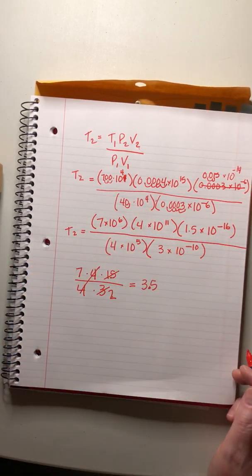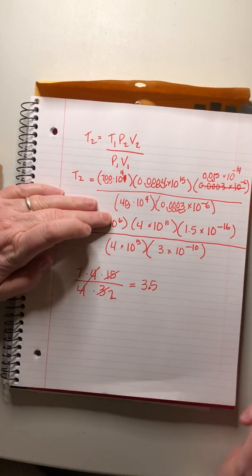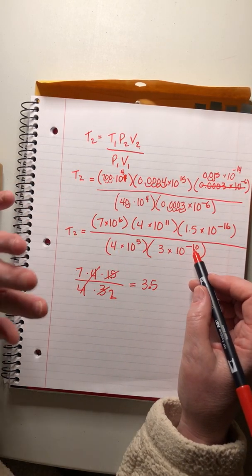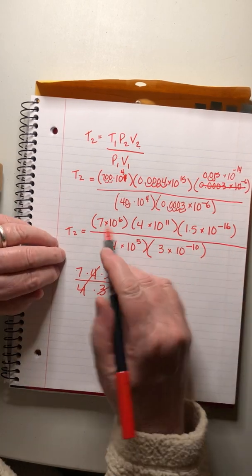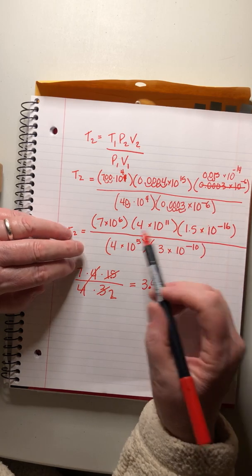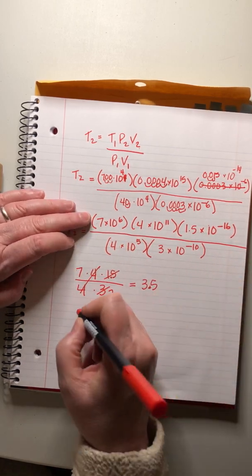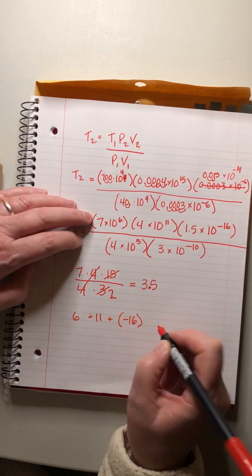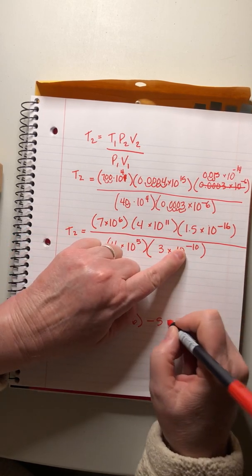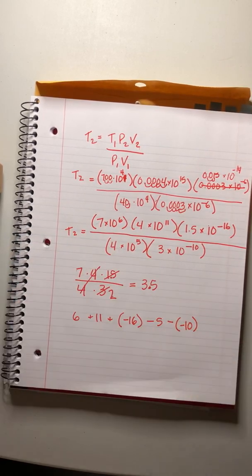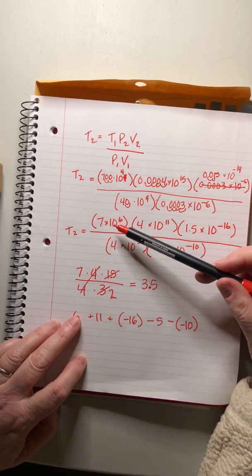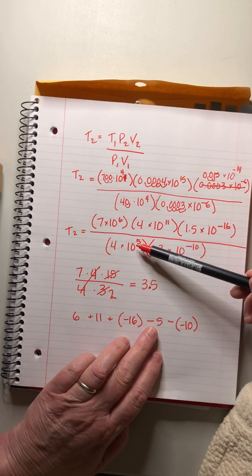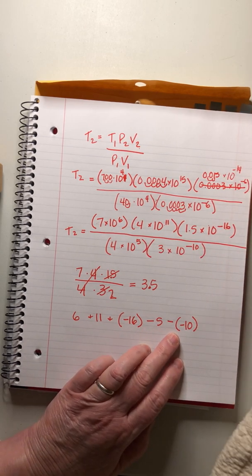Now we have to combine all of the exponents on the tens, right? So we're going to be adding what's in the numerator and subtracting what's in the denominator because that's how you use the power or the product rule. We add, and then the quotient rule, we subtract what's in the bottom. So it's going to be 6 plus 11 plus minus 16 minus 5 and minus 10. Okay, I'm adding in the top 6 plus 11 plus minus 16, subtracting in the bottom minus 5 minus 10.